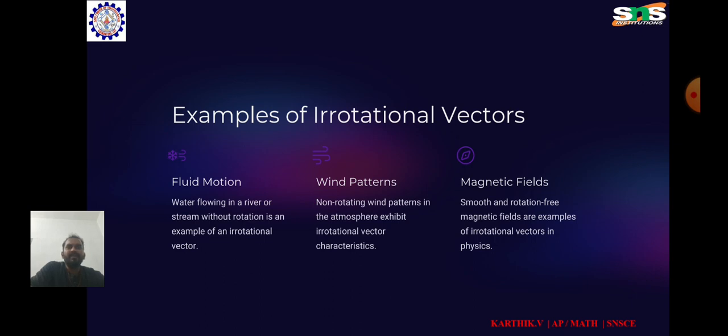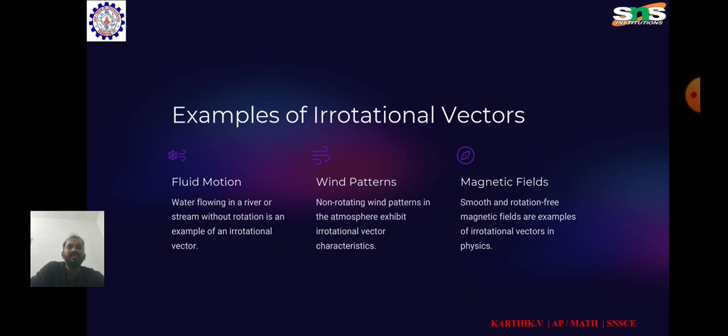Wind patterns. Large scale atmospheric flow. On large scales, the wind patterns in the Earth's atmosphere can often be modeled as irrotational. Magnetic fields. Static magnetic field. In electrostatics and magnetostatics, the magnetic field produced by a static distribution of magnetic sources.